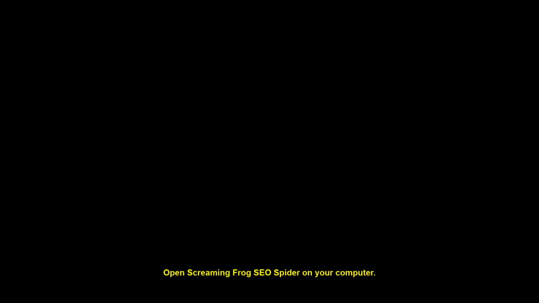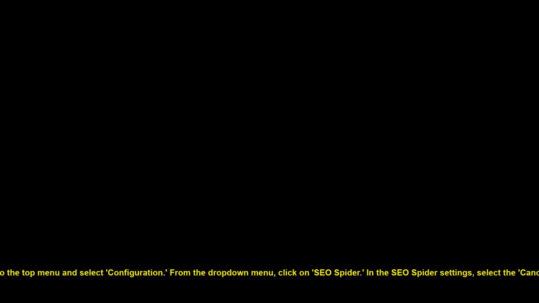Open Screaming Frog SEO Spider on your computer. Navigate to the top menu and select Configuration. From the drop-down menu, click on SEO Spider. Make sure the option Check Canonicals is enabled. This option allows Screaming Frog to crawl and analyze canonical tags on your website.